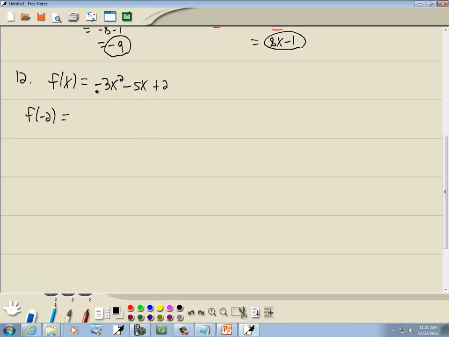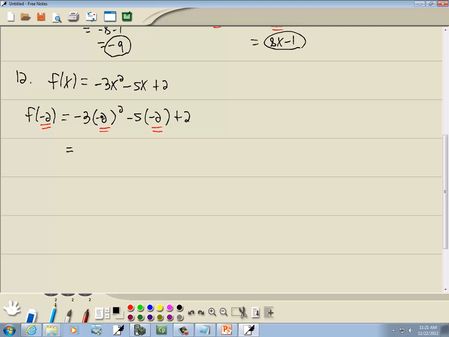Well, remember what our steps were. We go through and everywhere you have an x, put in parentheses. Everything else remains exactly as is. The negative 3 is out in front, the squared, the negative 5, the plus 2. I just replace the x's with parentheses. Now whatever is inside the parentheses over here is what we automatically put in over here. So I'll put a negative 2 in there, negative 2 in there.